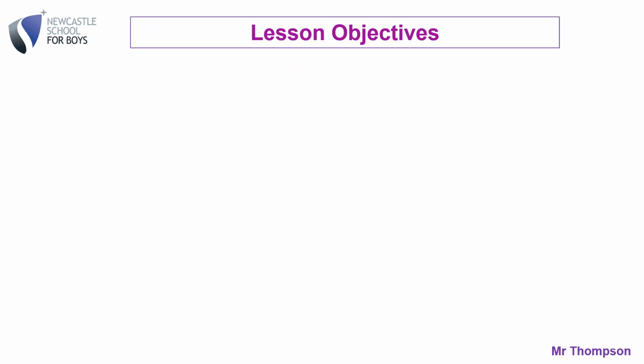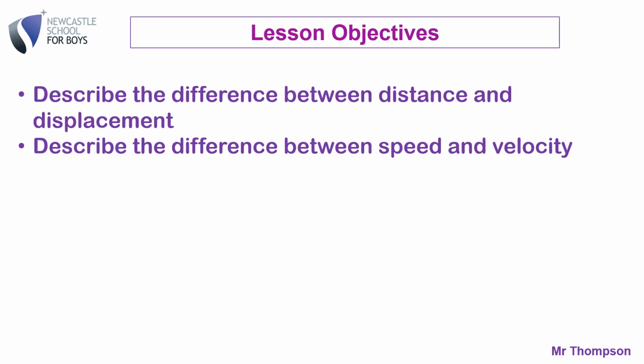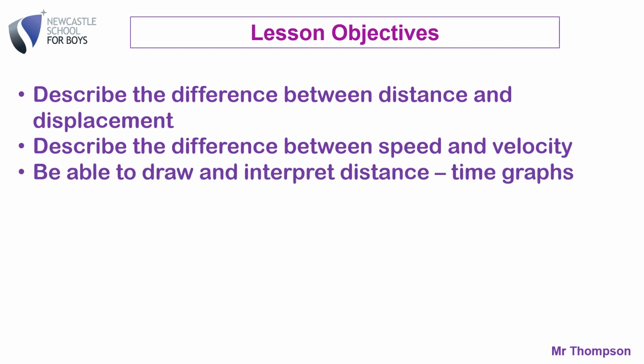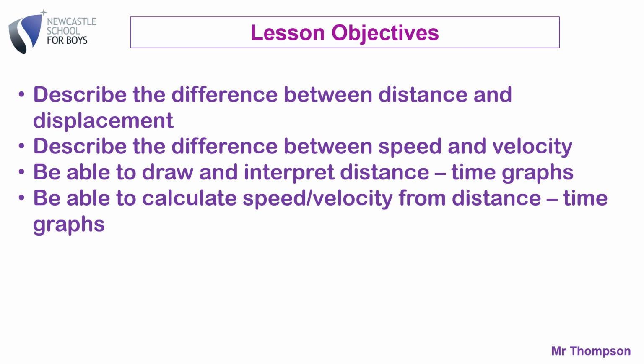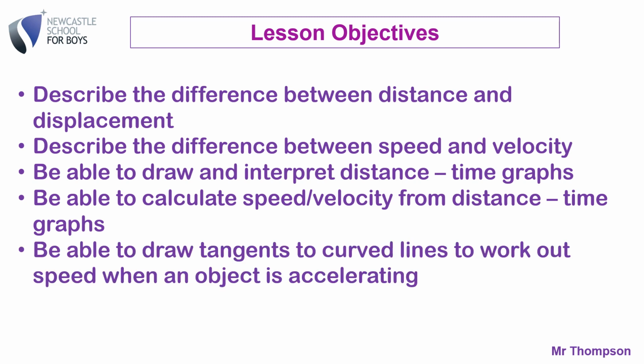Okay, so let's just check your lesson objectives again. You should know now what the difference between distance and displacement is, and speed and velocity, one of each being a scalar and a vector. You can interpret any distance time graph, I hope now, and calculate the speed from any one. And you have also learned how to draw tangents, this higher level work.